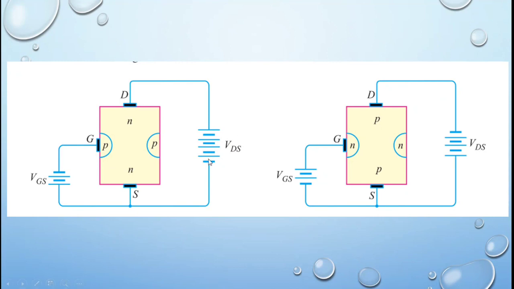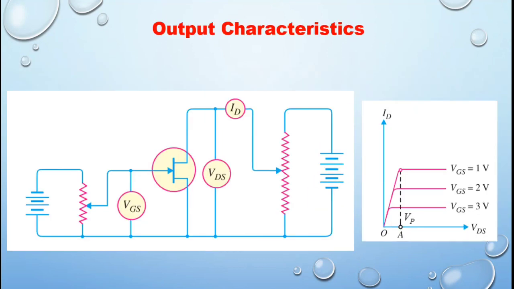Here VDS is connected in between the source and drain. Source is the input; current will flow through this source and reach the drain. Then how it is working, I will show you in the next diagram.